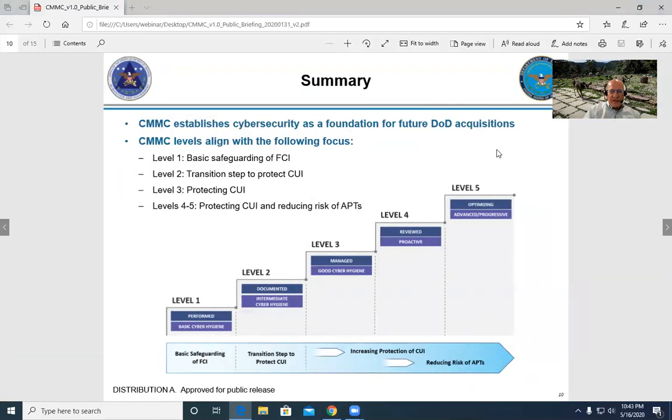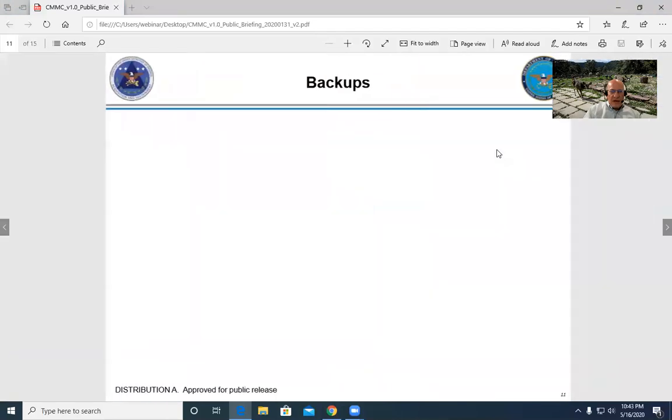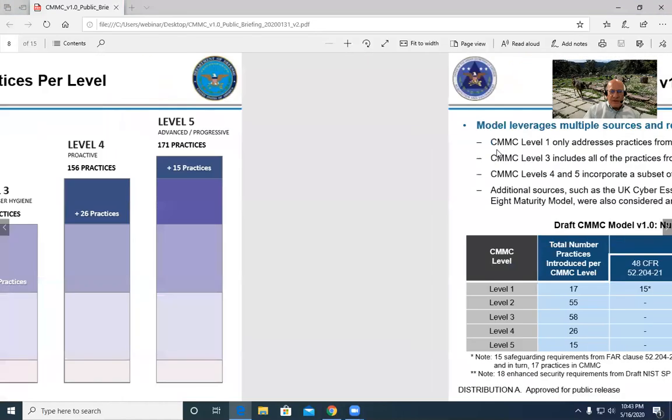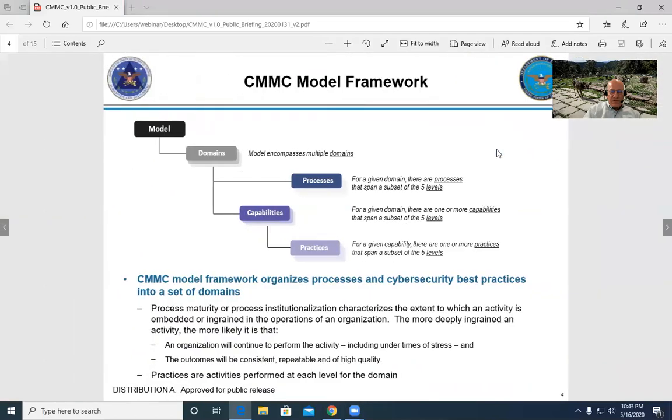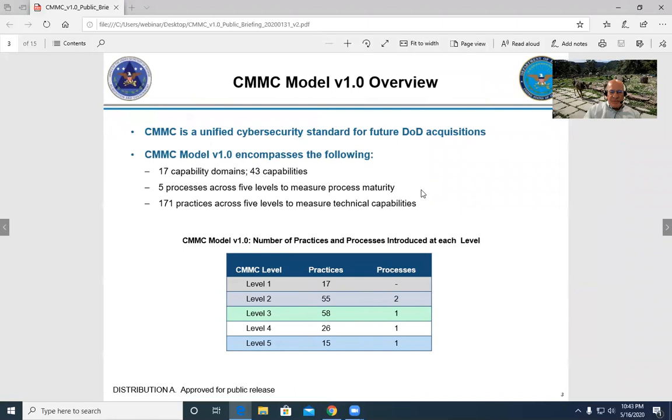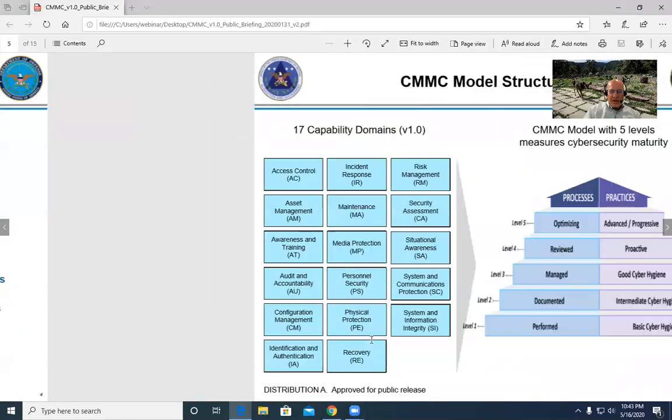Now, in addition to the practices, we've also got processes. When you get to level 2, you add two processes which you didn't have before. There were none in level 1. Level 3, level 4, and level 5, each one of those, you add one more process to the equation.